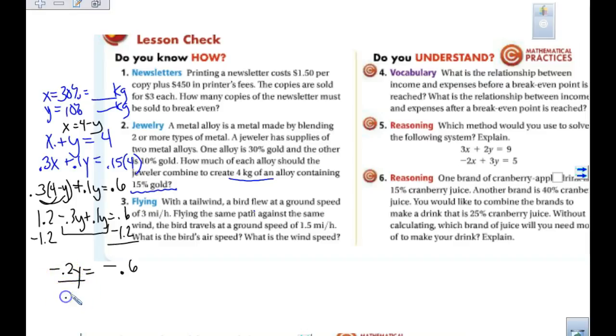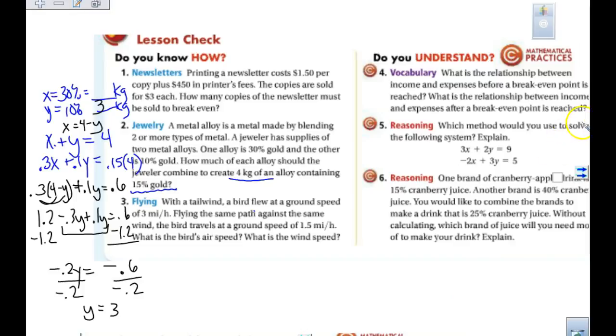I'm going to divide by negative 0.2, not by the y, just by the coefficient, which is negative 0.2. And I know that of the 10%, I need more of that, right? It came out to be 3 kilograms. Y was 3. It's pretty easy now to figure out how much of the 30% I need, because these two together had to add to 4. So question 6 is very similar to 2.